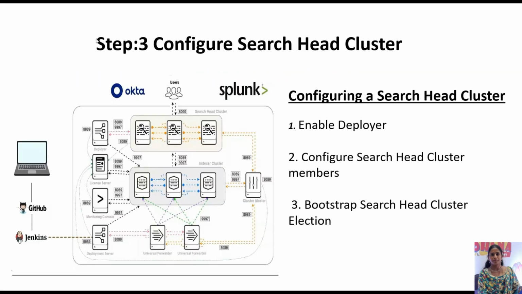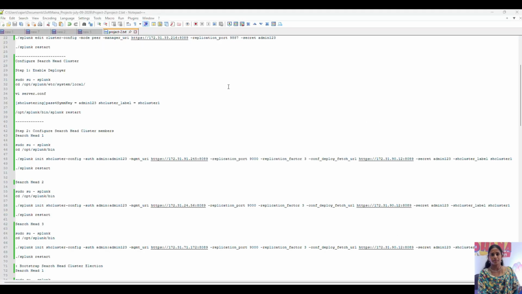So the next step is to configure the search head cluster. For this, I'm going to enable the deployer, configure the search head cluster members, and bootstrap search head cluster elections. I'm going to run these commands in the command prompt. And the first one is to enable the deployer.